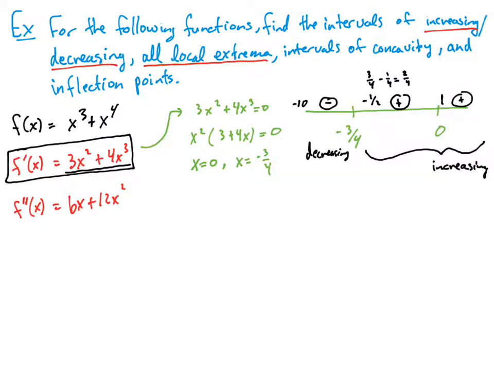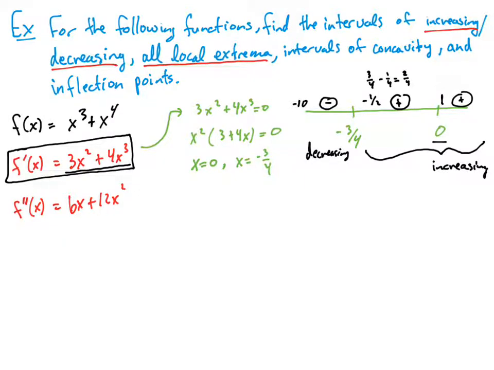So what we see is at 0, this is a critical point because the derivative of the function is equal to 0 at that point, but it's not changing from positive to negative or negative to positive. So that just means at 0, this is not a local extrema. Okay, so that's what's happening when we look at the first derivative.